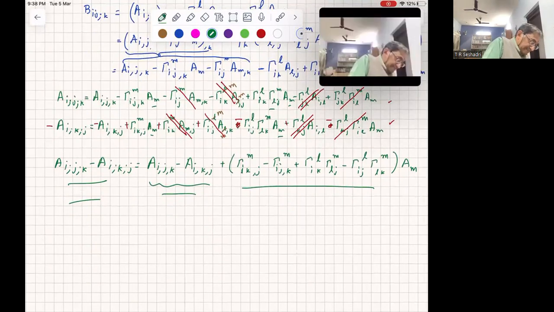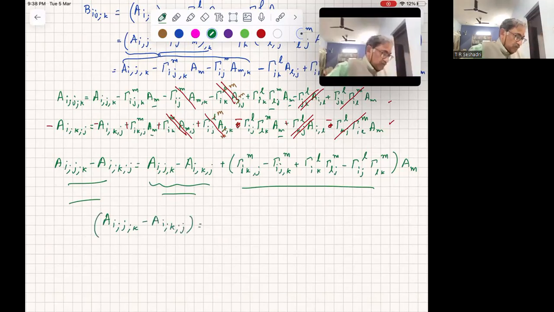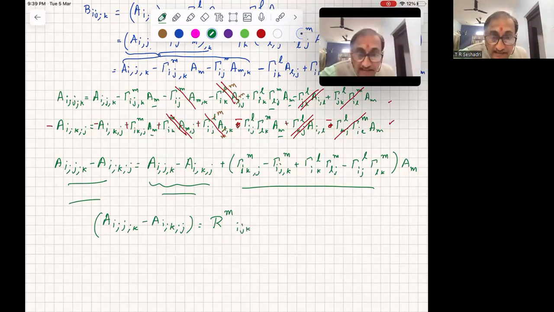Now, so it means that A_{i;j;k} − A_{i;k;j} is equal to an object which I write as R^m_{ijk}. I think that's what it is.